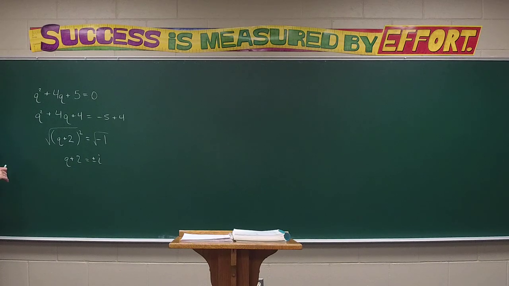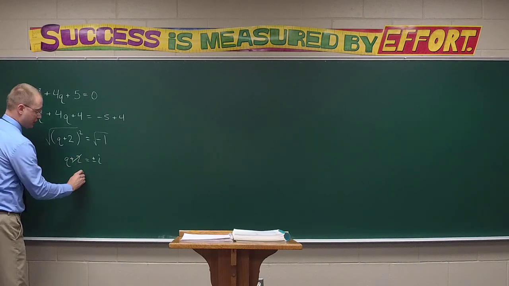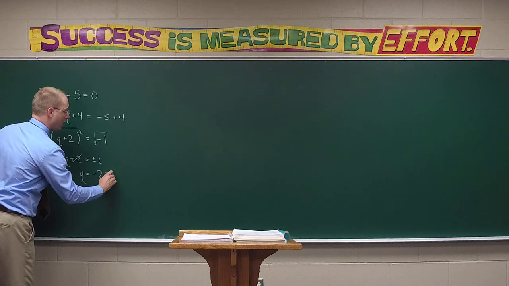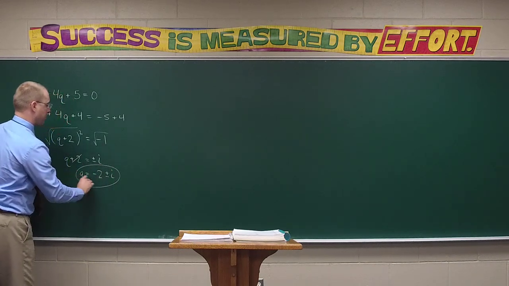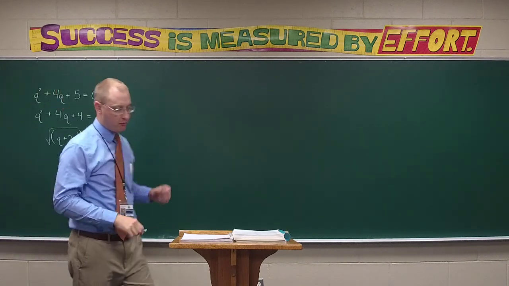The last thing we'll need to do here, Maddie. And where should I place the 2 when I put it on the other side? In the front, because we always put real before imaginary in the complex form. So negative 2 plus i and negative 2 minus i. How many have those two answers? Excellent. Let's take a look at the next one, number 40.